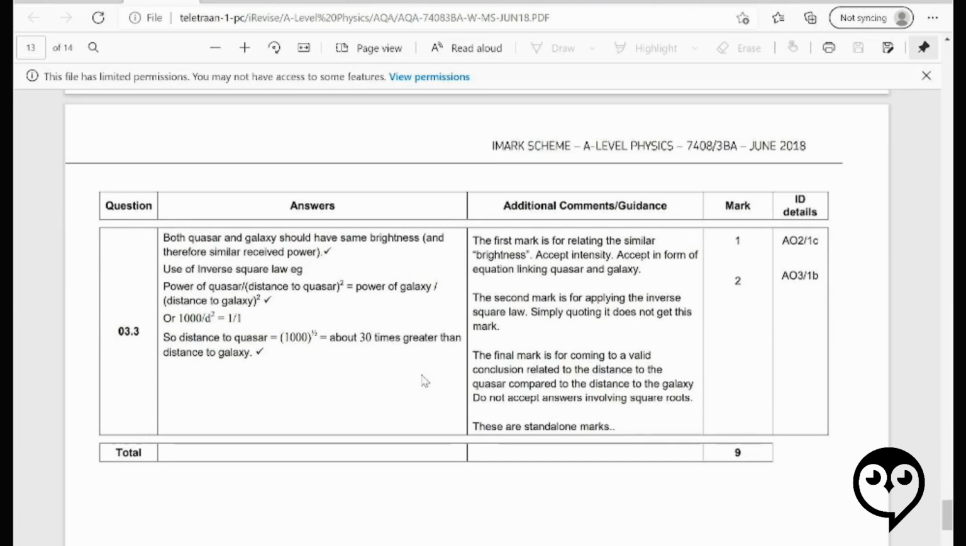And what did we say about the quasar and the galaxy? They have the same brightness because they're both just at the limit of what we can perceive. Okay, inverse square law, the power divided by the square of the distance. Actually, they've set up a ratio just like I've done, and they end up with that 1,000. So that's how we got the 30. We've done it just the same. That's fine. Again, have a look on the right there if you like.